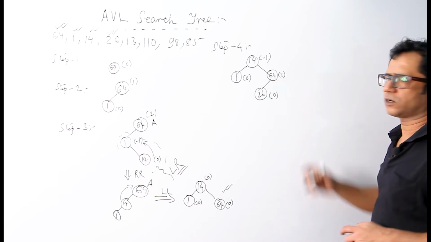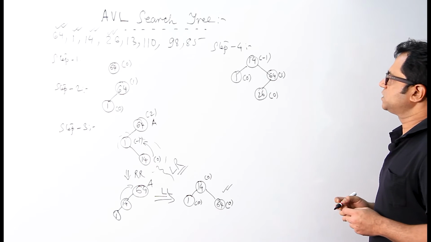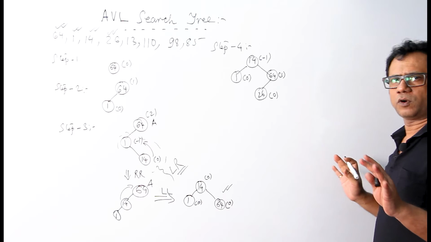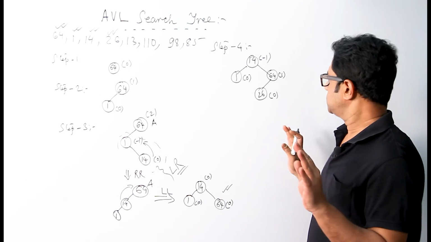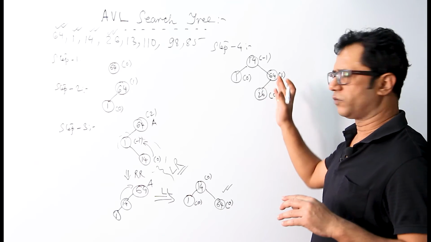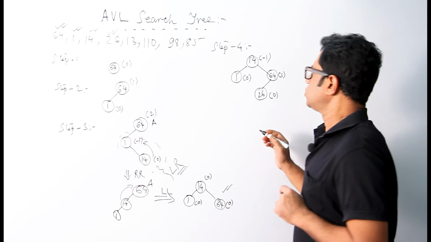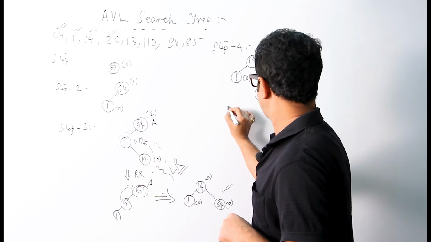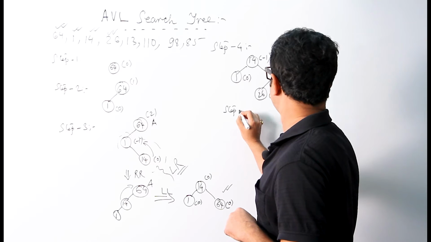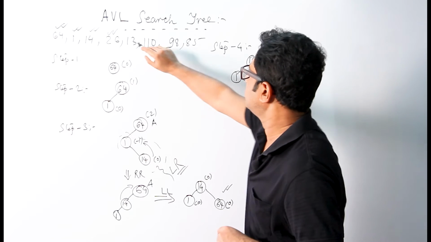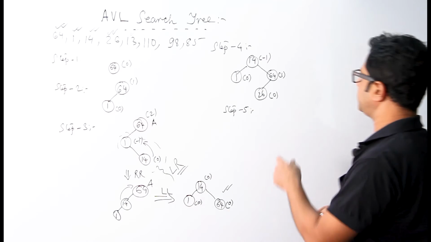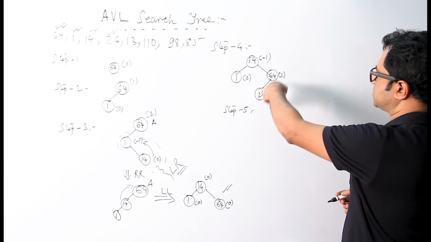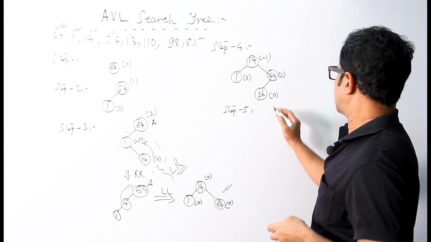See, the balance factors are all well and good. So this is an AVL search tree. We need not perform any sort of rotations to balance the tree because it is already in a balanced mode. So it is already balanced. Step 5 will require us to insert the value 13. So this 13 will be inserted into this AVL search tree and let us see what happens.